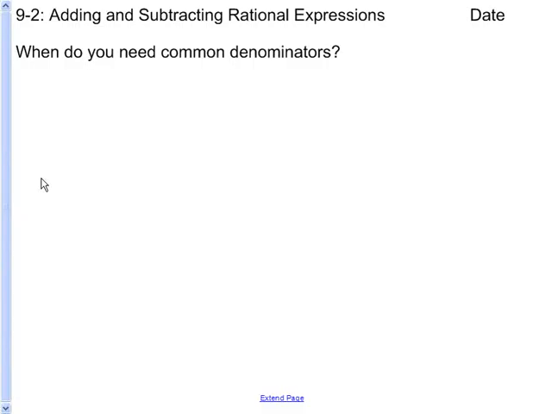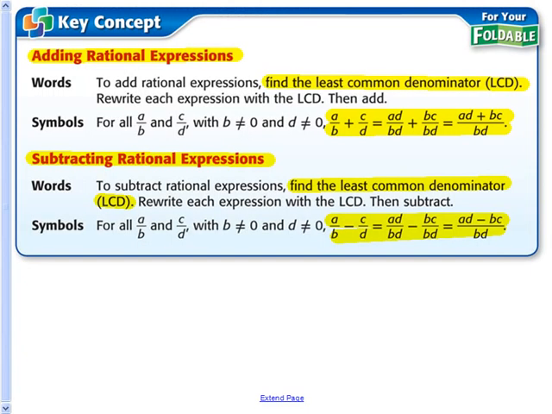So the last lesson that you did was adding and subtracting fractions when they had common denominators. In 9.2, we're going to do adding and subtracting fractions with unlike denominators. So do your title and your table of contents. And here are the notes that you need to copy.